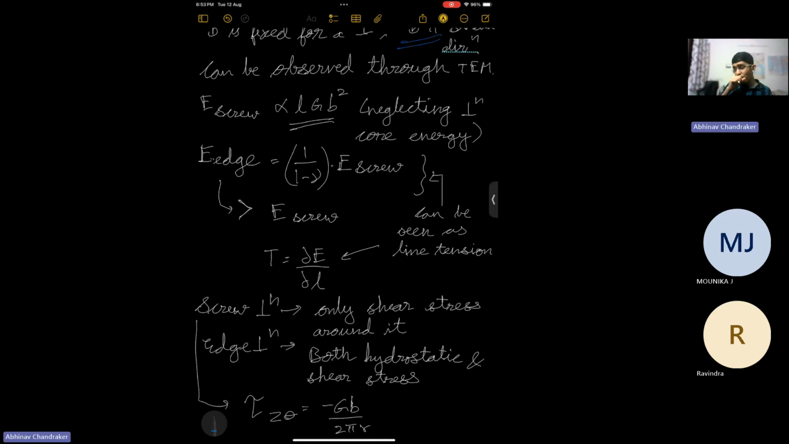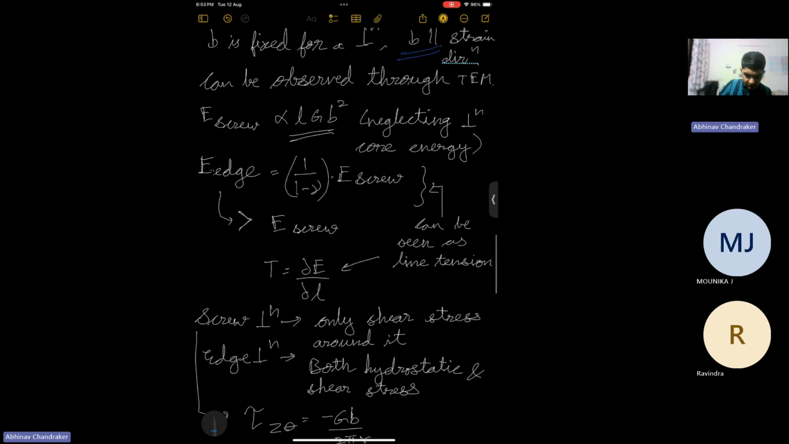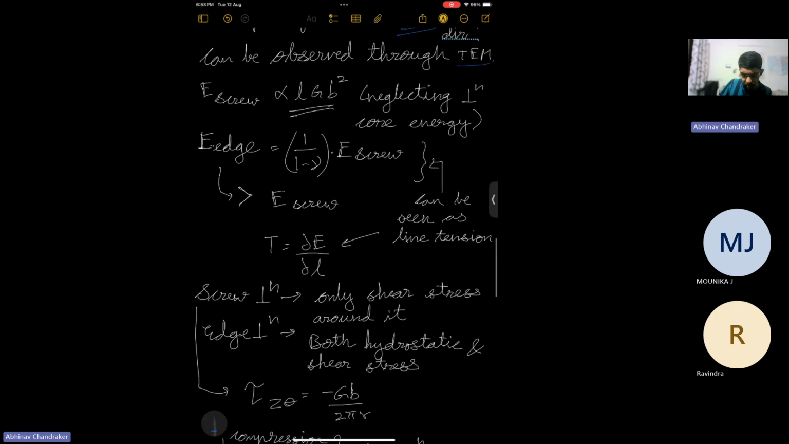Now, as I said, dislocations had been hypothesized long ago, even before we had the sophisticated instruments to look at them at a nanometric level, in nanometer length scale. But this was first experimentally seen through TEM, which is the most common method of seeing dislocations, transmission electron microscopy.